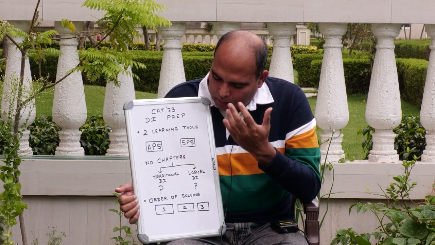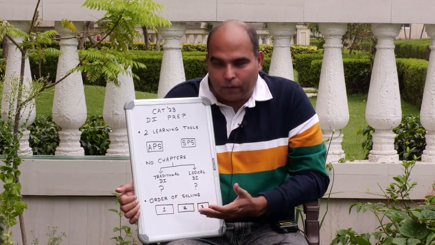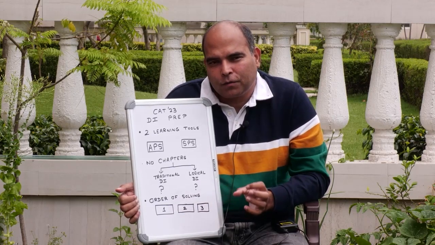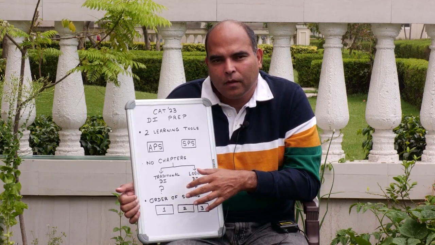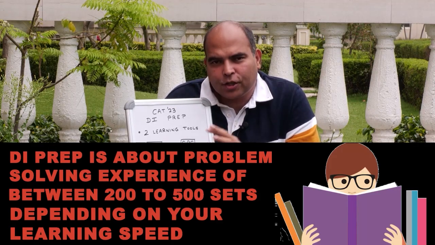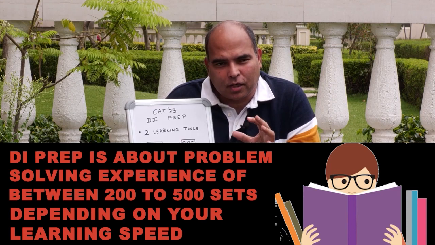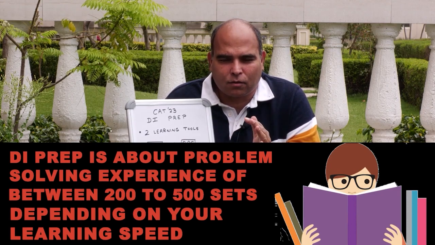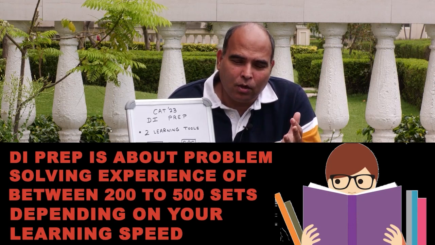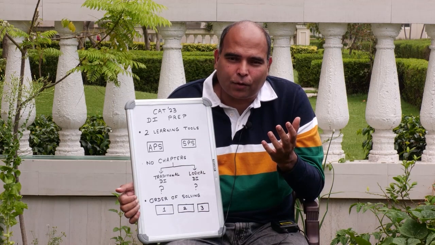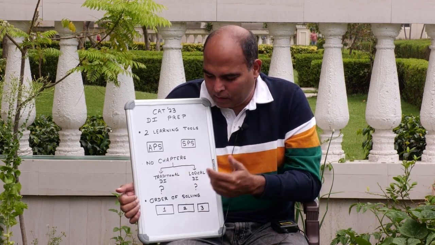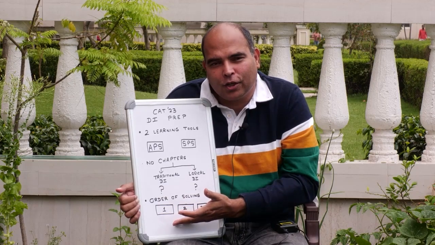So the last thing I want to talk about here is what is the order of solving. I typically tell people that your first focus has to be on traditional DI. You have to do your first 150 sets, and typically for data interpretation, the overall preparation structure is around 400 to 500 sets. Some people get there faster. Some of you, if your learning process is fast, can get to the requisite skills in DI in 200 sets also. But the thumb rule normally is you start doing around 150 sets of traditional DI.